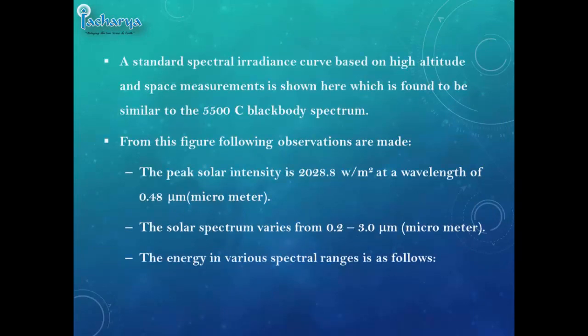A standard spectral irradiance curve based on high altitude and space measurements is shown here, which is found to be similar to the 5500 Celsius black body spectrum. From this figure, the following observations are made. The peak solar intensity is 2028.8 watts per meter square at a wavelength of 0.48 micrometer. The solar spectrum varies from 0.2 to 3 micrometer. The energy in various spectral ranges is as follows.